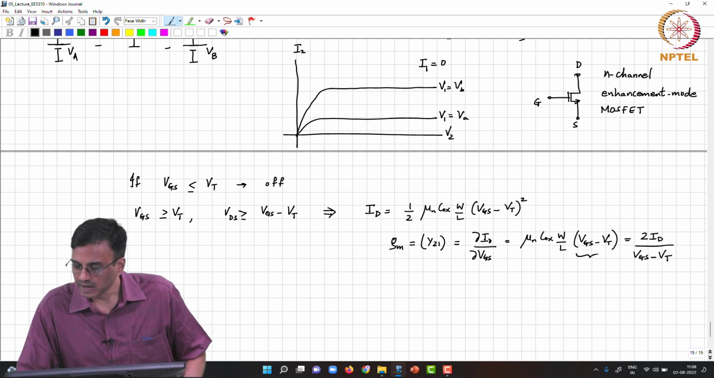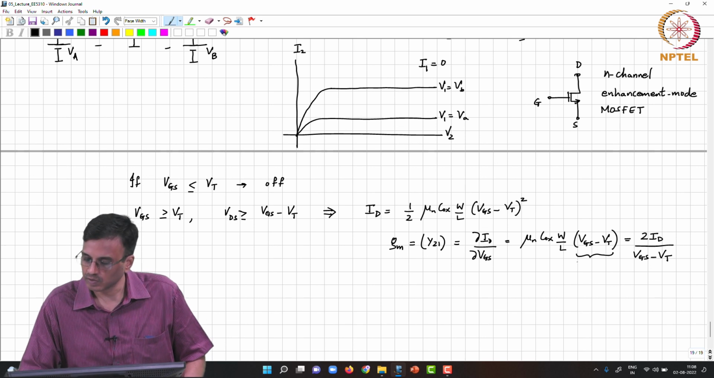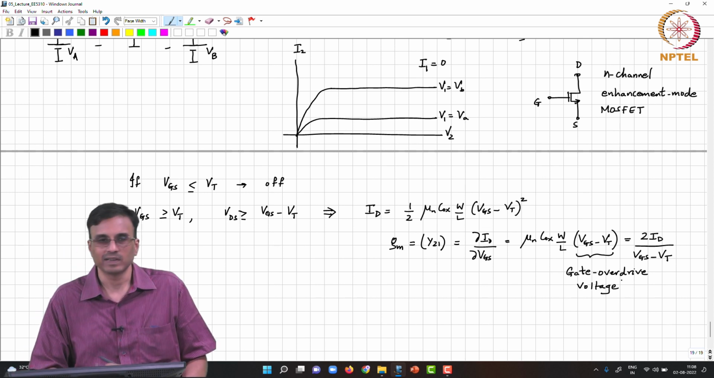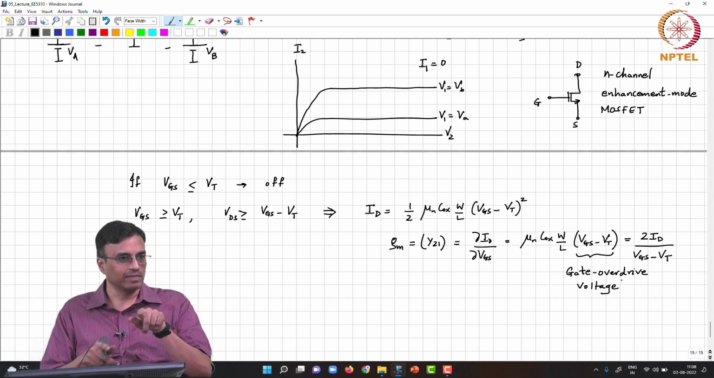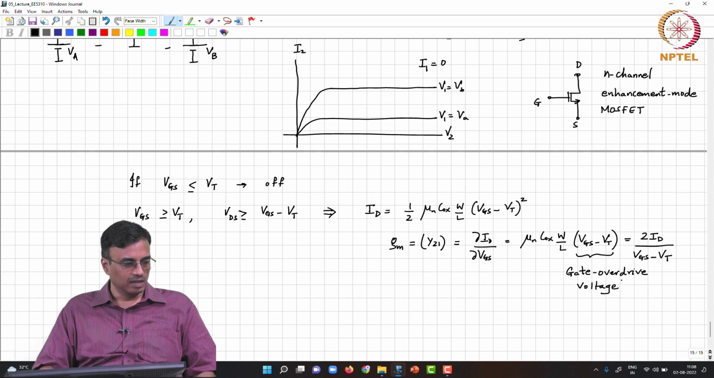This VGS minus VT, as you can see, plays a prime role in determining the current in the MOSFET, and this is often what is called the gate overdrive voltage. And why does it make sense to call it the gate overdrive? Well, any voltage applied across the gate is often called the drive, and it is not merely enough to drive the gate, it must be driven above the threshold voltage. So the voltage that actually determines the current is not VGS, but VGS minus VT, and therefore, VGS minus VT is called the gate overdrive voltage.